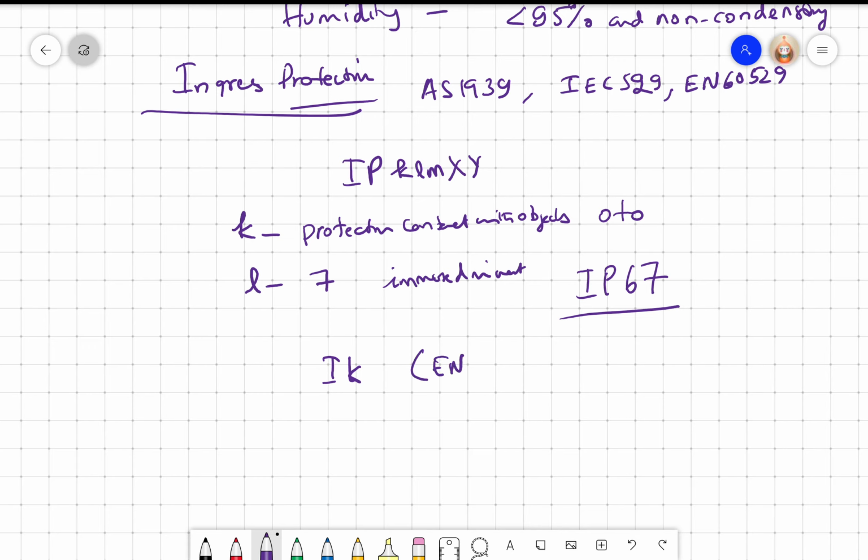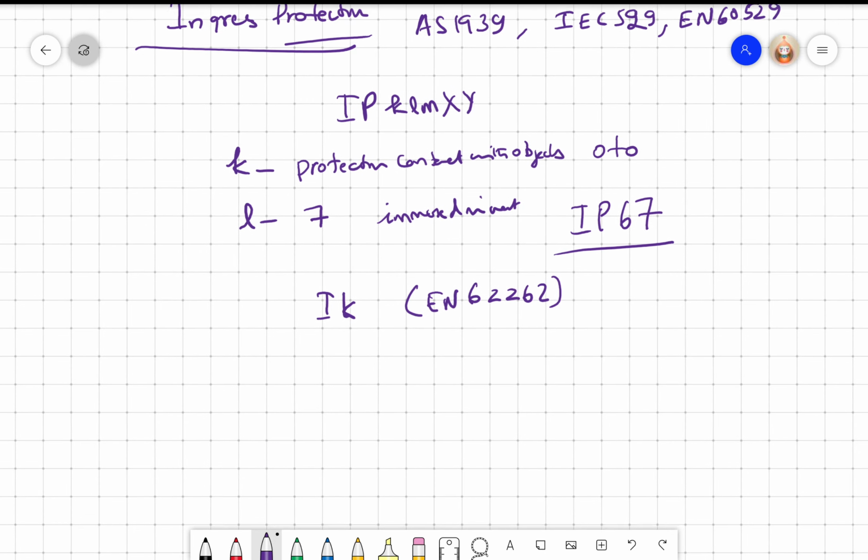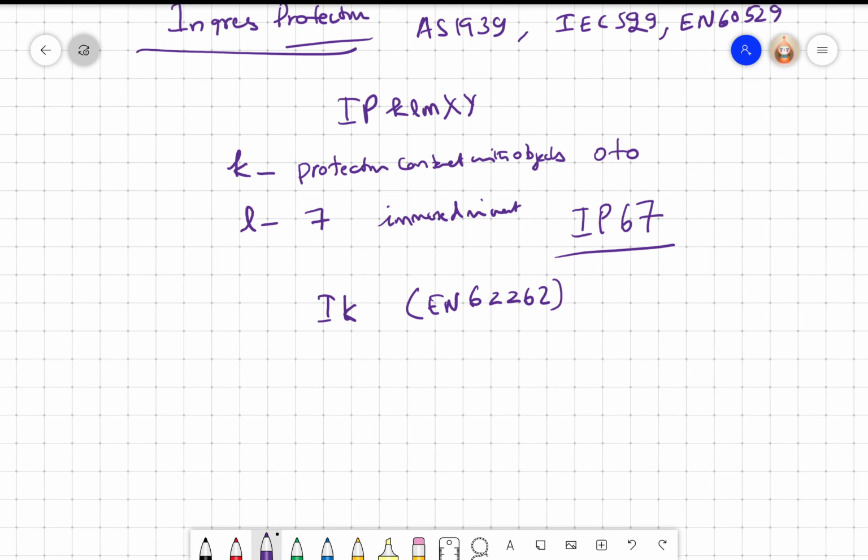So this is covered by a European norm, 62262. I'll have to check this. I think my memory is okay. So that would be the standard. This goes from IK00 to IK10, right?